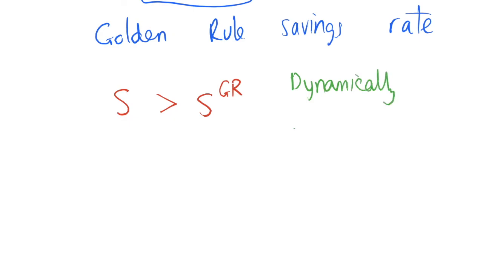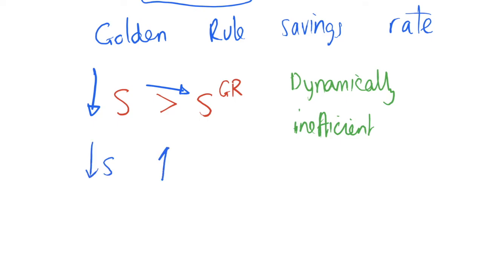Dynamically inefficient. My pen is not working very well, so that is terrible handwriting. But it's dynamically inefficient because our savings rate is currently above the golden rule, so we could decrease this savings rate and then move closer to the golden rule. And if we decrease our savings rate, well, in the short run, this is going to mean that we increase our consumption, because we know that our output is just a function of consumption and investment. So if we decrease our savings rate, it's going to increase our consumption in the short run.